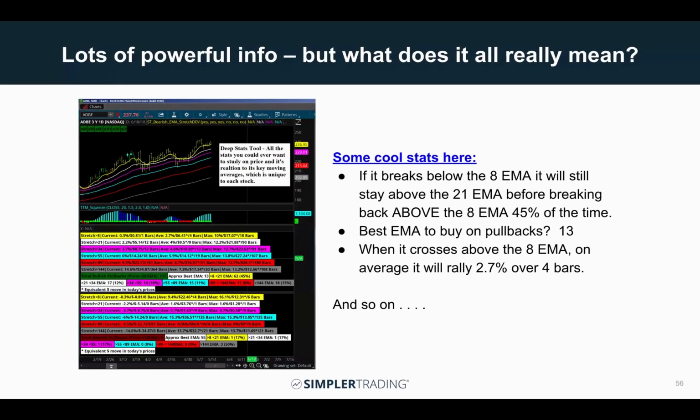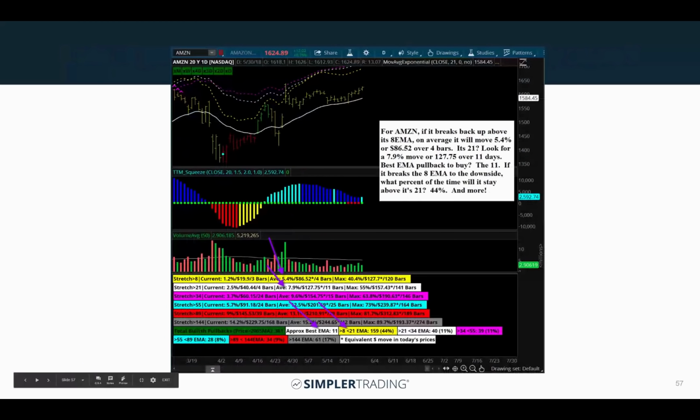And for a more recent example, this is for Amazon. This is a snapshot from today. For Amazon, what we can see here is that if Amazon breaks up above its 8 EMA, which it did, on average, it will move 5.4% or $86.52 over the next 4 bars. When it breaks up above its 21, look for a 7.9% move or 127 points over the next 11 days. So these moving average relationships are very important.